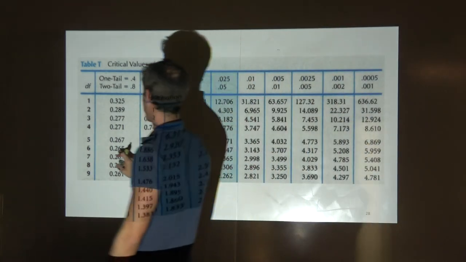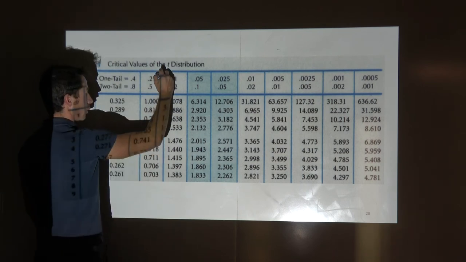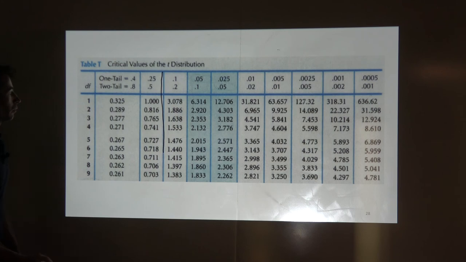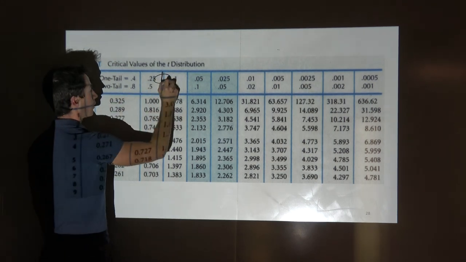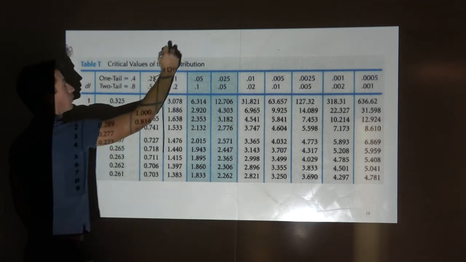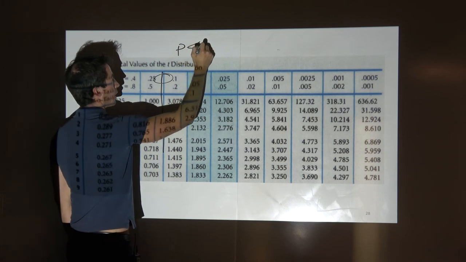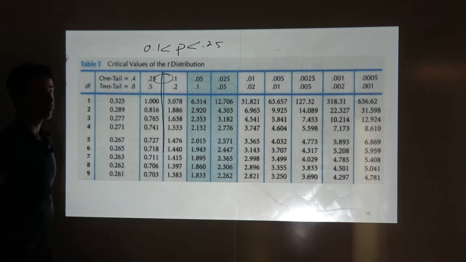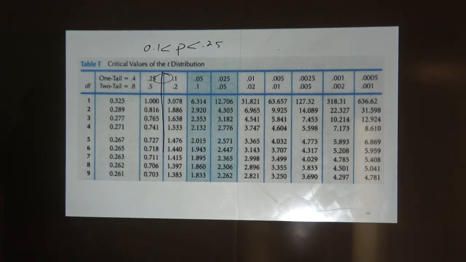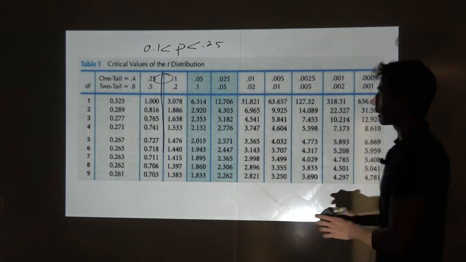So I said there's six, so we have 5 degrees of freedom. 1.22 would fall right here, right? So for a one-tailed test, we have a p-value that is less than 0.25 and greater than 0.1. So not very significant. Right? So we can't say in this situation that method one and method two are any different from each other.